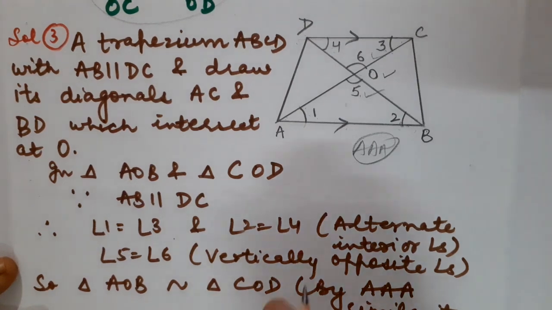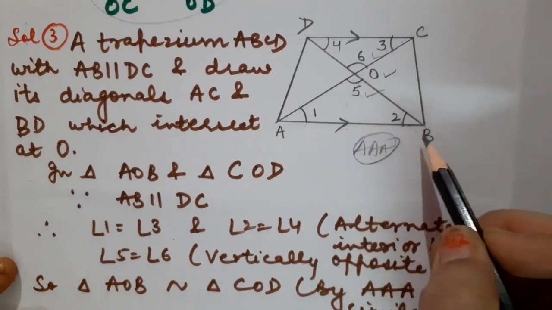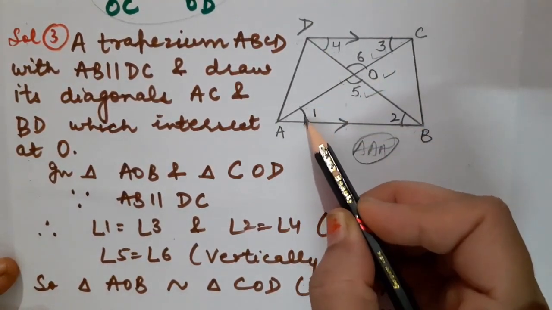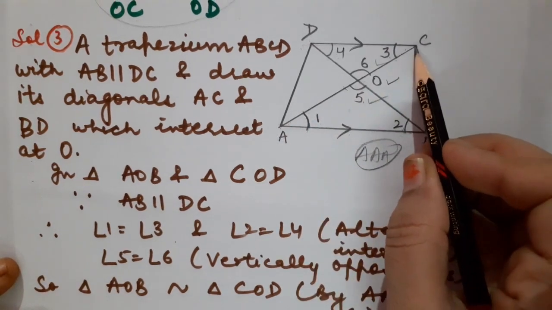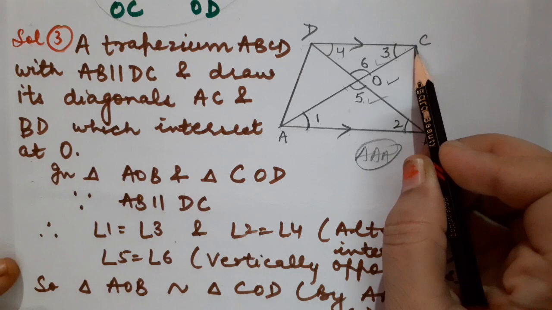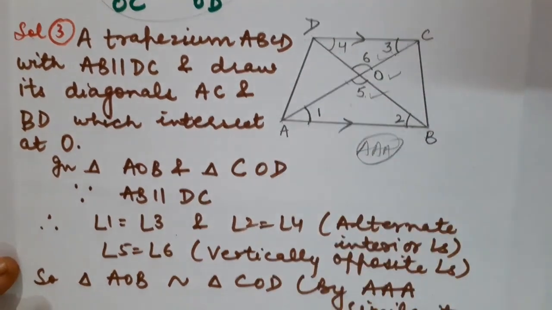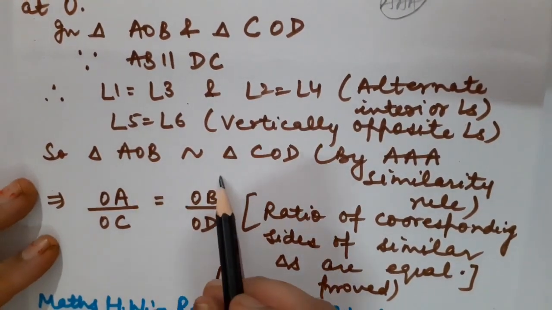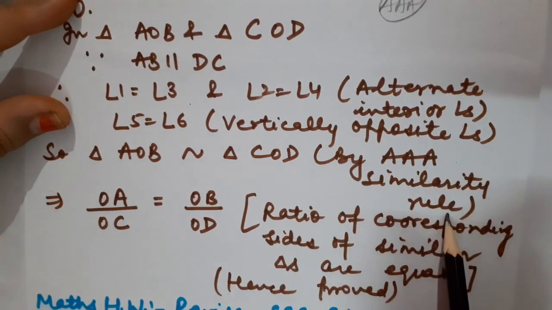Fine. Now you may have understood why I am speaking the names of the triangles AOB and COD. Why? Because angle 1 is formed at vertex A, which is in correspondence with angle C, where angle 3 is formed. Fine, children. So what can we say? That triangle AOB is similar to triangle COD by triple A similarity rule.